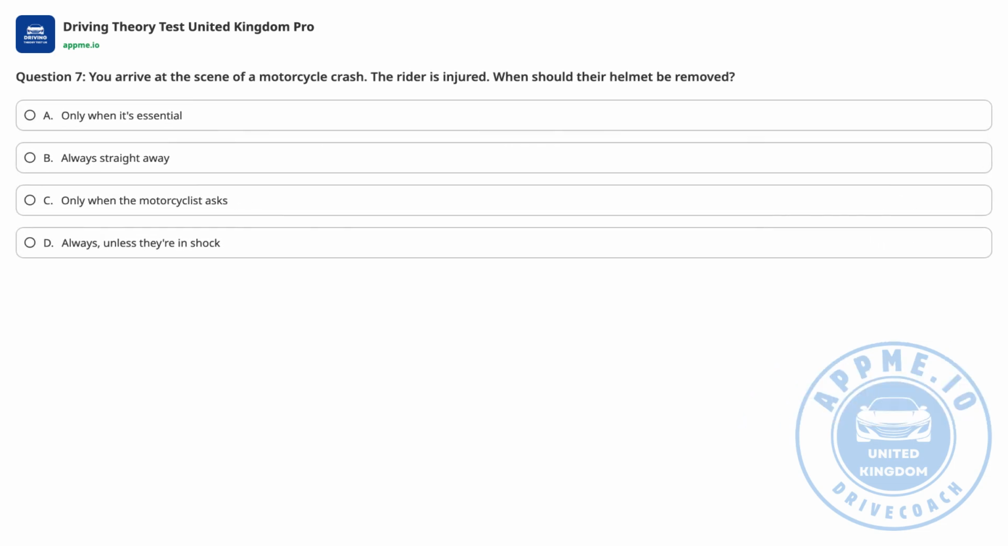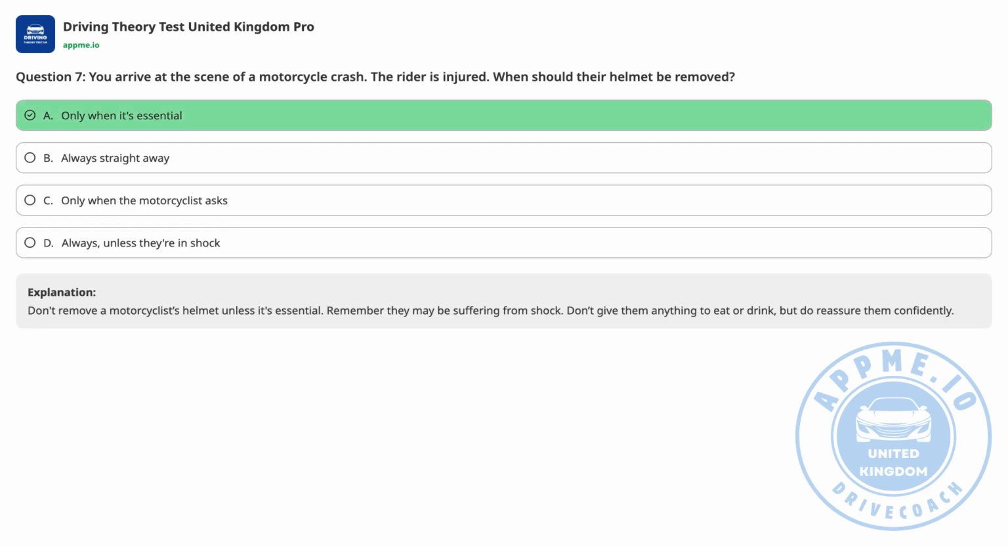Question 7. You arrive at the scene of a motorcycle crash. The rider is injured. When should their helmet be removed? A. Only when it's essential. B. Always straight away. C. Only when the motorcyclist asks. D. Always, unless they're in shock. The correct answer is A.